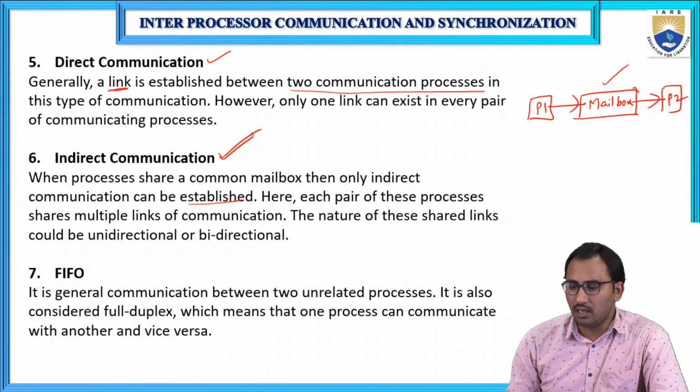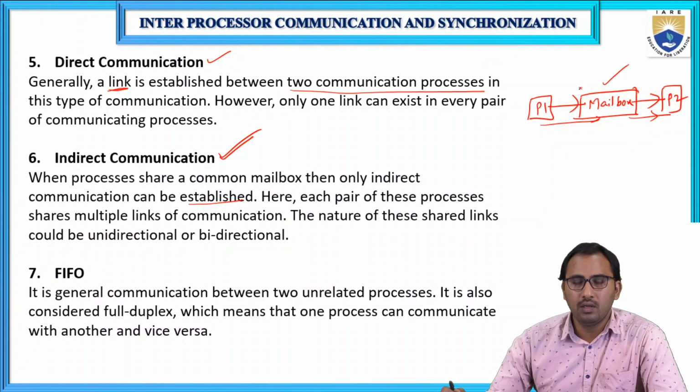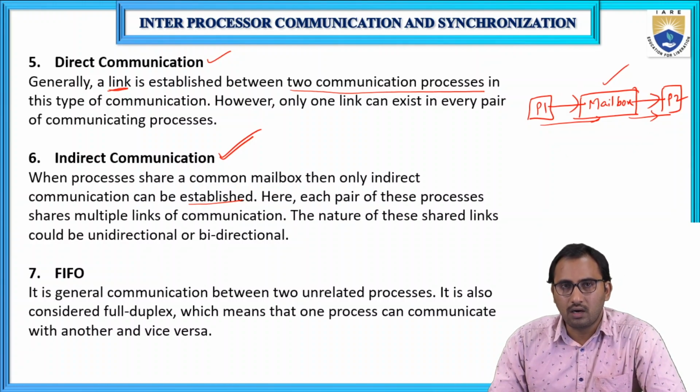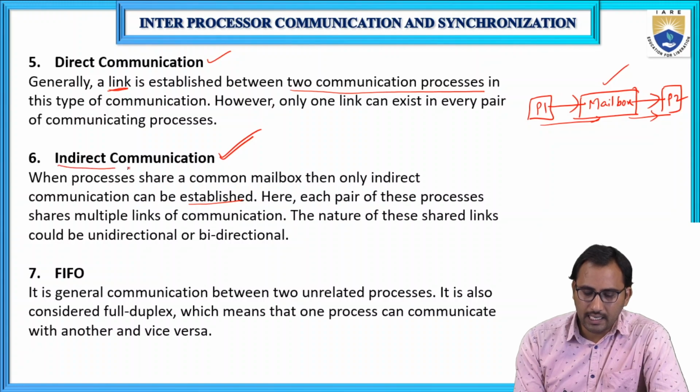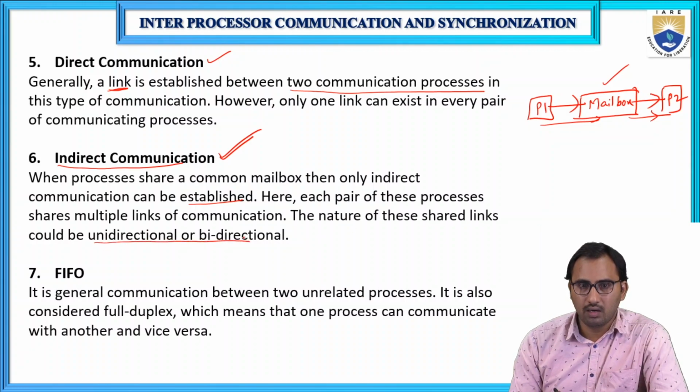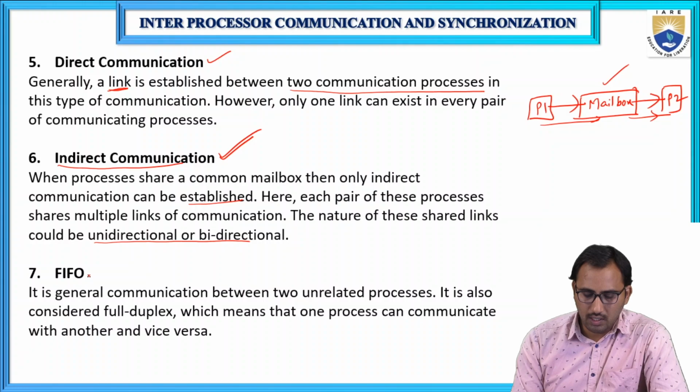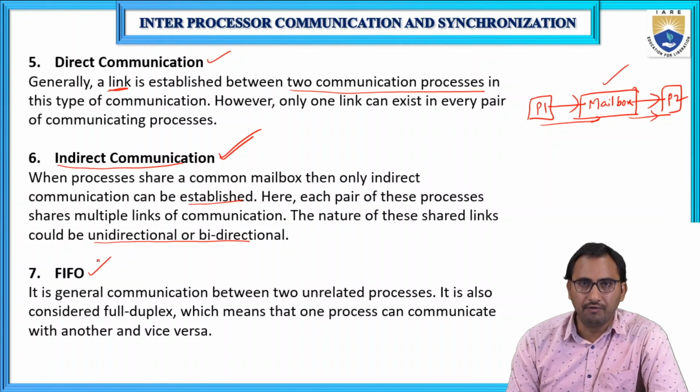In direct communication, at the time P1 transmits the data, at that same time P2 should read. That is direct communication. But in the mailbox scenario, both processes are not accessing the data from the mailbox simultaneously. That's why it is called indirect communication. The nature of these shared links could be unidirectional or bidirectional.